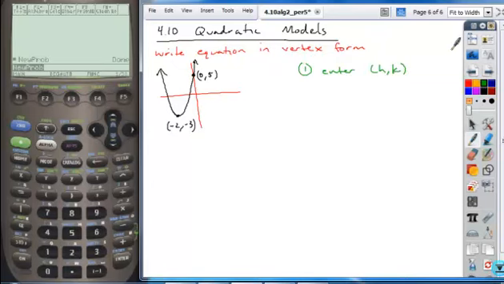The first thing you're going to do is enter the values for h and k into the vertex form. Okay, so if I took my vertex form, again, remember, is y equals a times the quantity x minus h squared plus k. So if I plug in my h and my k values, I'm going to get y equals a times x minus a negative 2 squared plus my k value, which is negative 3. Okay, so there's my first step.